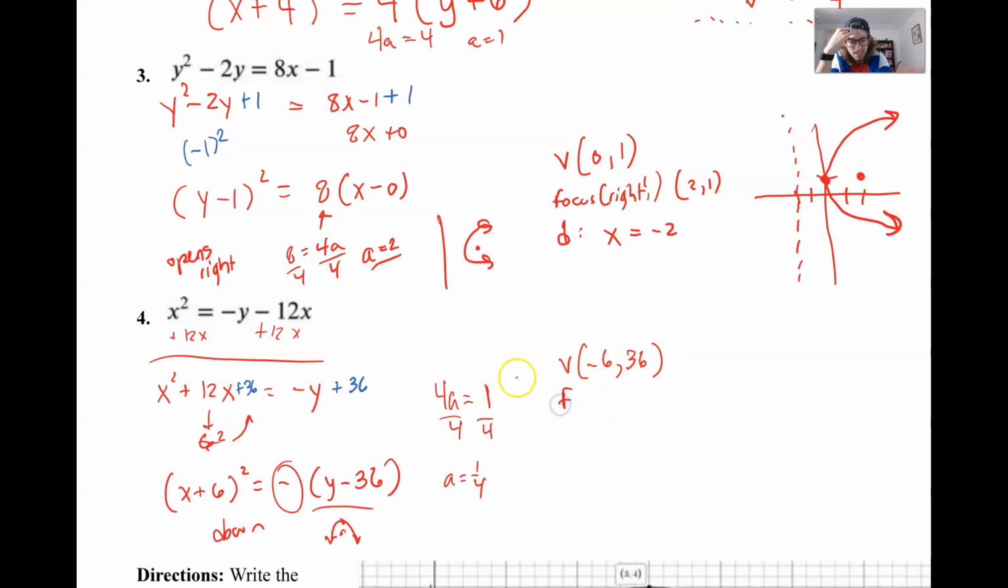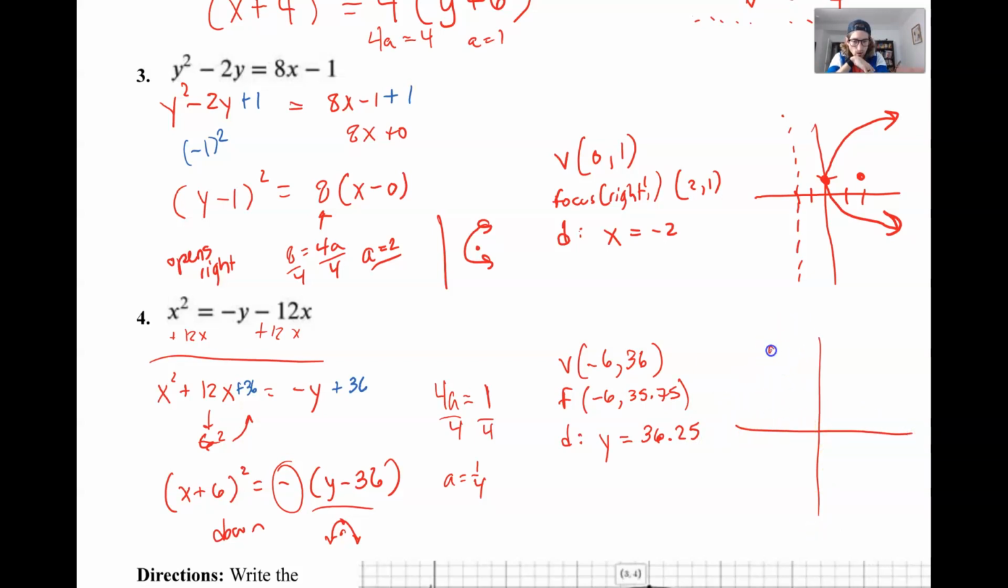The focus is underneath the vertex, so we have to move down by a quarter, which means we're going to be at -6, 35.75. I'm not going to write that as a fraction. That's something over 4. I'm going to be lazy. Our directrix is a horizontal line, y equals. It's going to be a distance above the vertex, so that would be at 36.25.